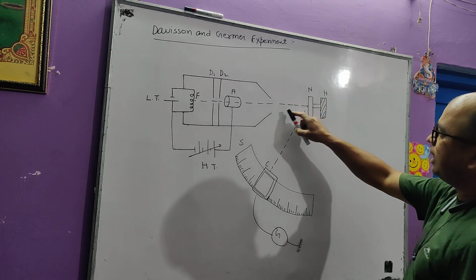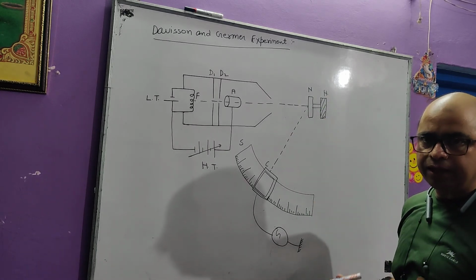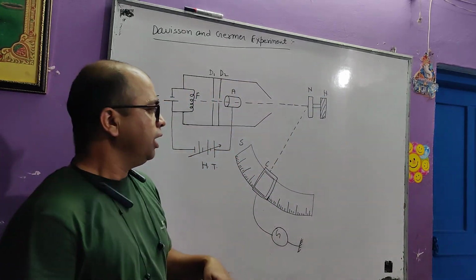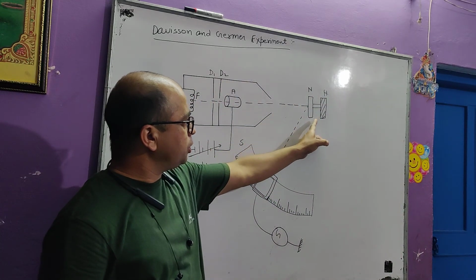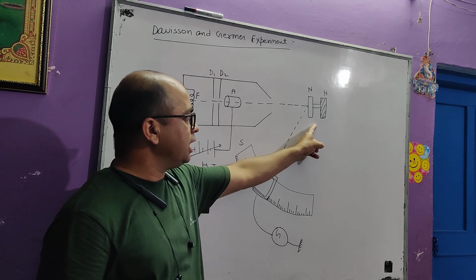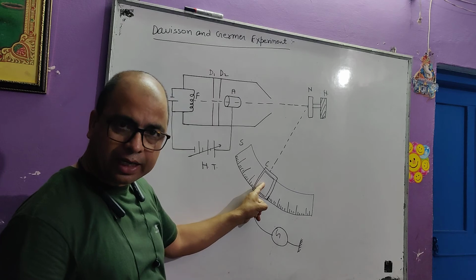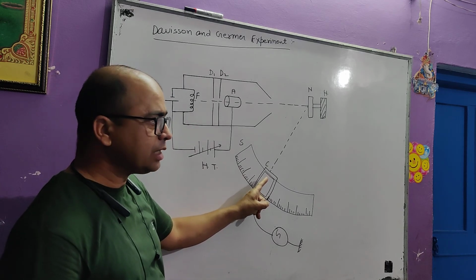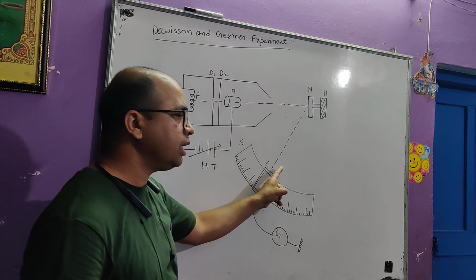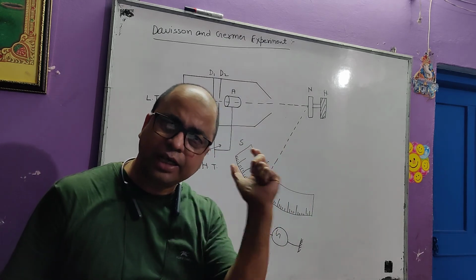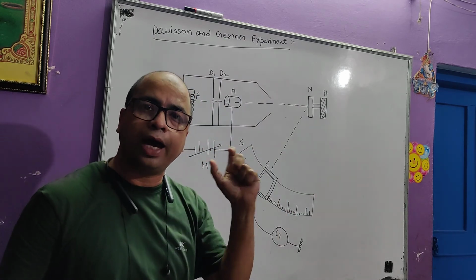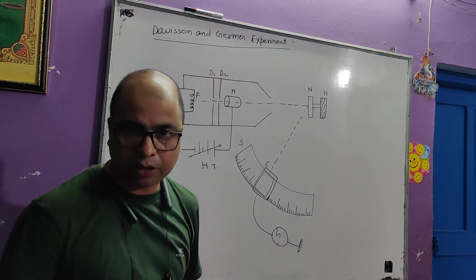As a result, the electron beam is scattered in different directions. When the electron beam is incident upon the nickel crystal, it is scattered. The scattered electron beam is collected by the Faraday collector C. The Faraday collector has two layers, inner and outer. The outer layer is given a slightly negative potential to avoid secondary emission.